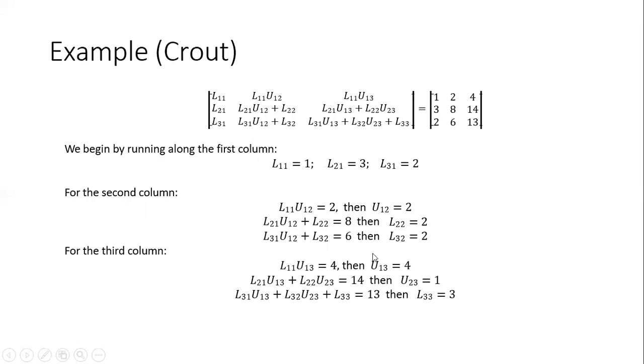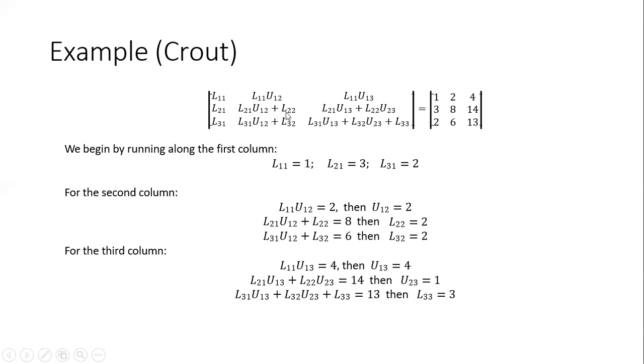Obviously from this, we can determine the value of L11 as 1, and L21 as 3, L31 as 2. Now for the second column, we can generate these equations. L11 U12 is equivalent to 2. Since we already have the value of L11, which is equivalent to 1, we expect that U12 is equivalent to 2. So we just substitute.